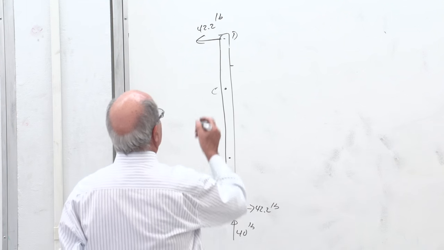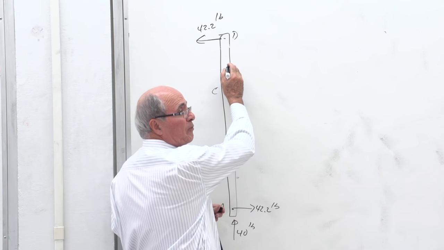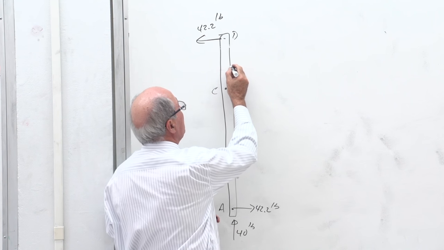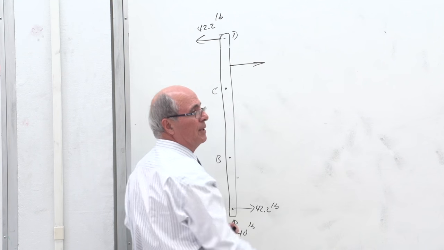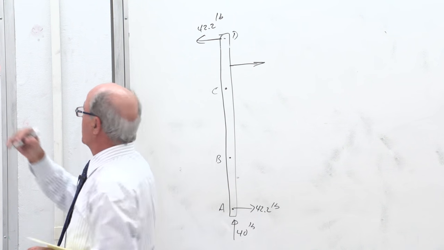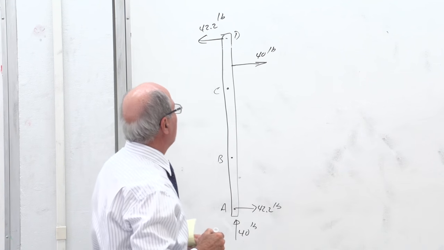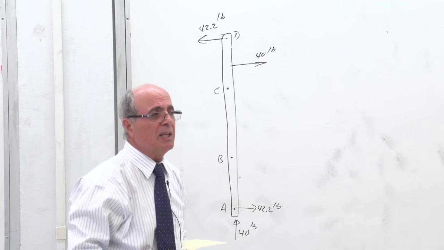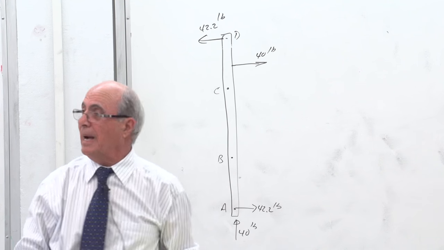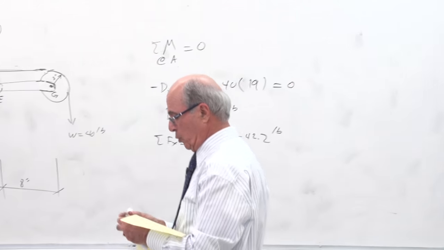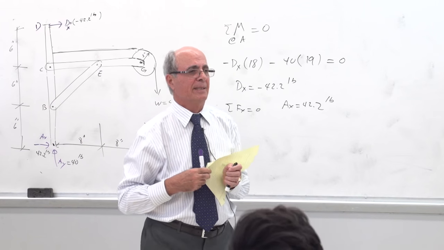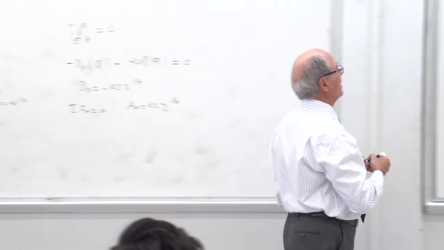Now I have here a tension cut. Some people forget about that. What's the tension in that cable? If there is no friction, that one is 40 pounds. That's correct. So that's 40 pounds. And then we come to the C and to come to the B. At C, I have no choice but to put here CX and CY.